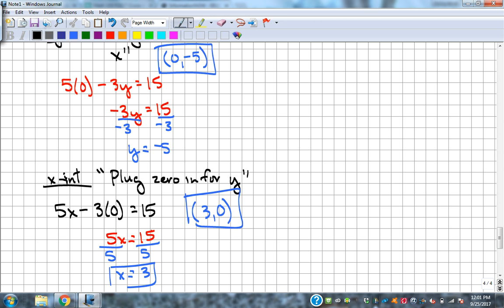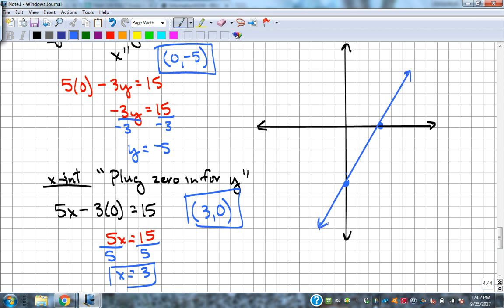If I go graph that, all I've got to do is plot those 2 points on the X and Y axis. So if I plot 3, 0, that's right there. 0, -5. And I connect those 2.